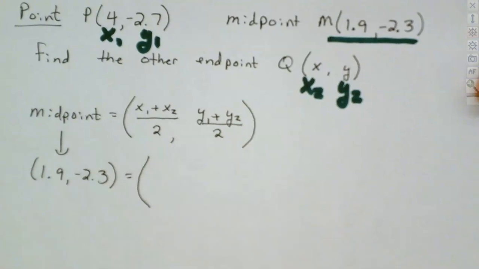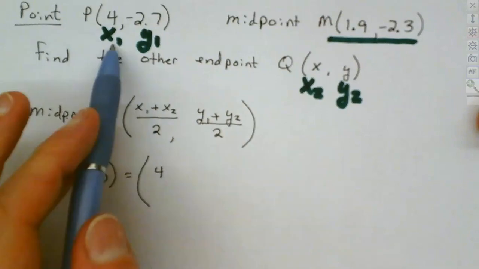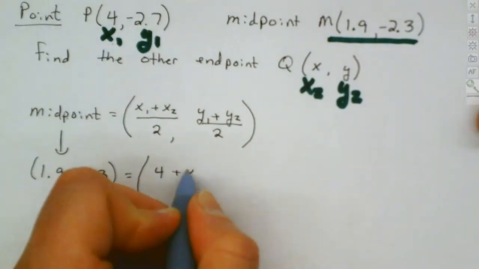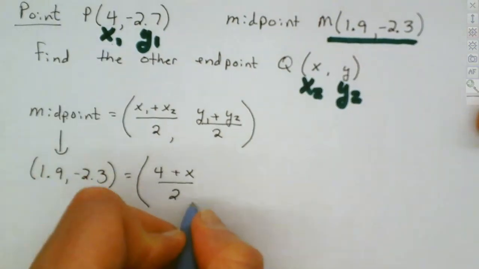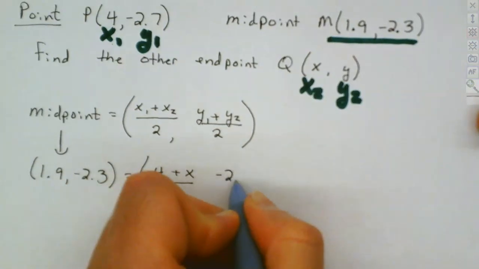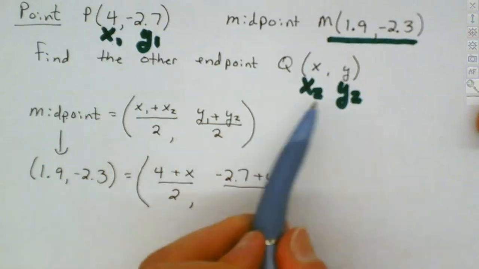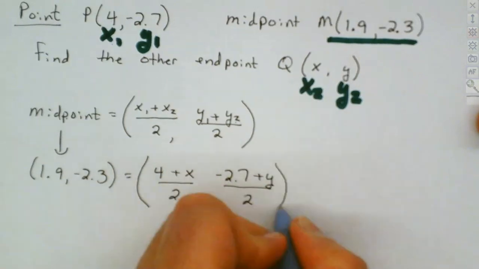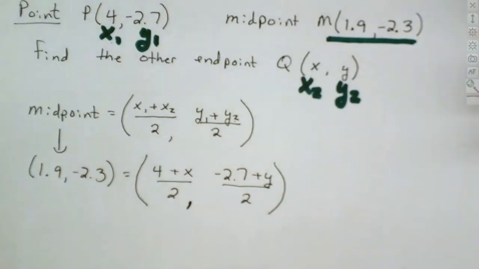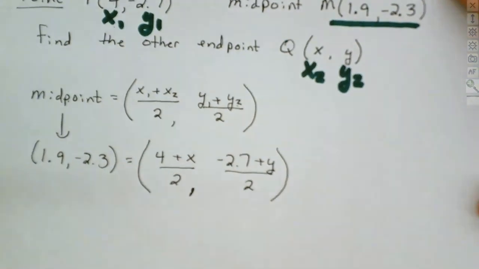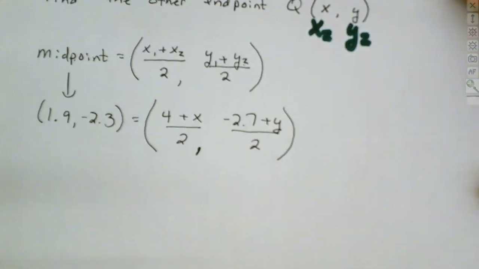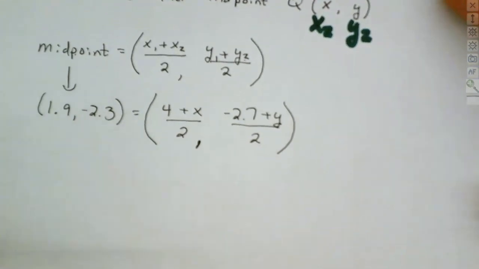Now, what about on the right-hand side? Well, on the right-hand side, we have 4 for x1 plus x2 over 2. And then we have a minus 2.7 plus y, because that's y2, over 2. Now, what we're going to look at is we're going to separate this into two separate pieces, an x part and a y part. We'll find the value of x, and then we'll find the value of y.